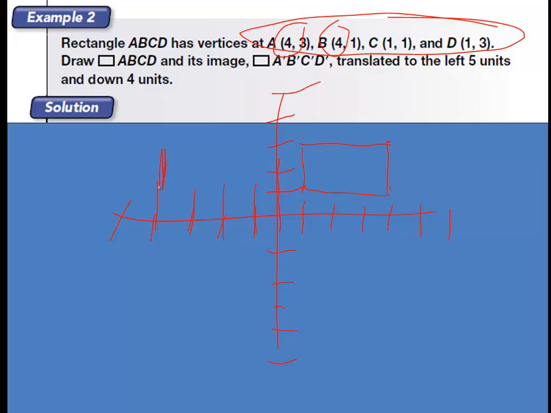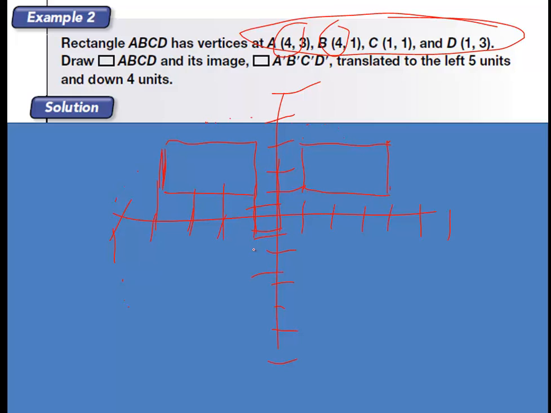Now we got 1, 2, 3. It's 3 over, 1, 2, 3, and up. Okay, so we've taken this and moved it over 5. Now we got to take this and shift it down 4. So here's 1, 2, 3, 4.